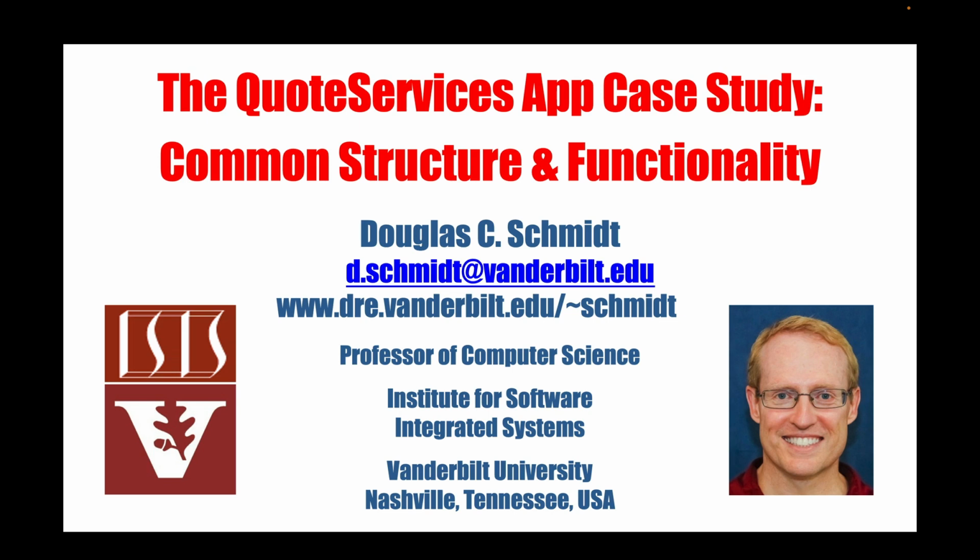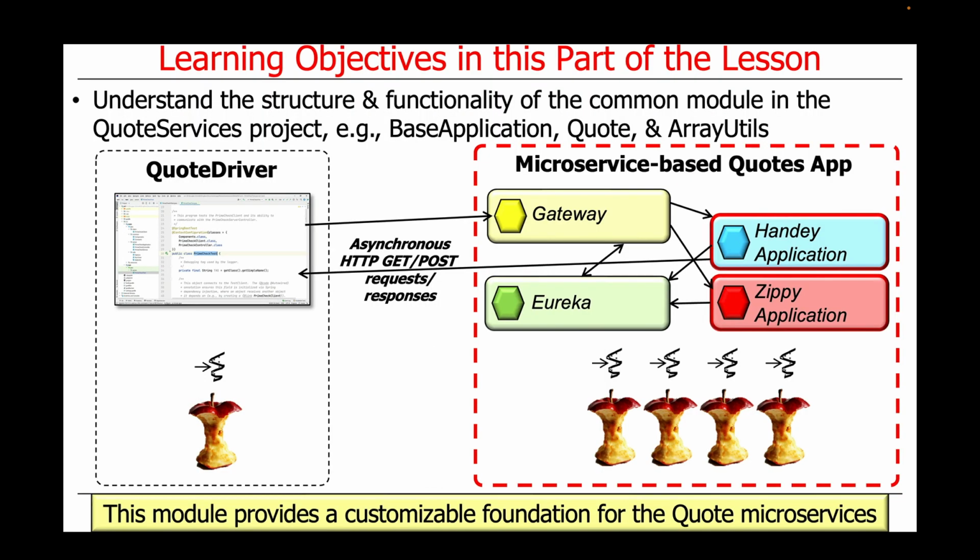So we're going to pick up where we left off last time. If you recall earlier, we had talked about the QuoteServices app case study. I'd given an overview of the various components that made up the system. We talked a bit more about the Eureka discovery service. And now we're going to zoom in on some of the common structure and functionality.